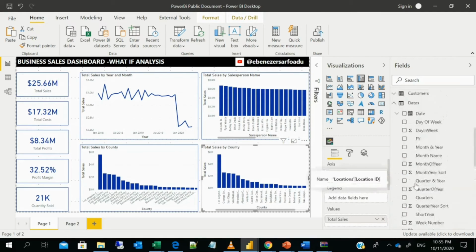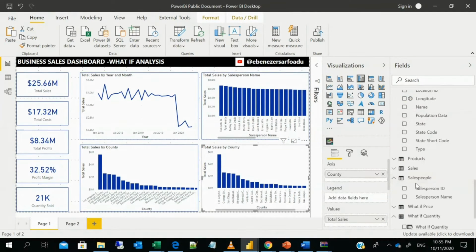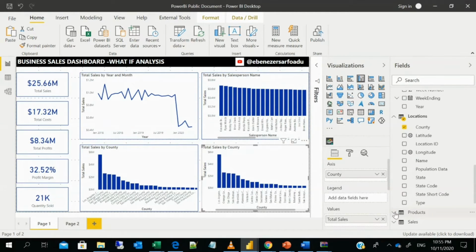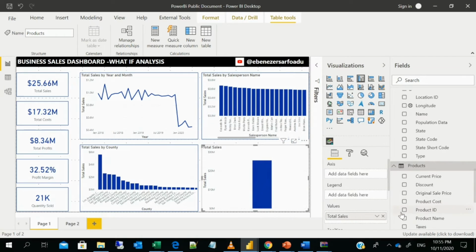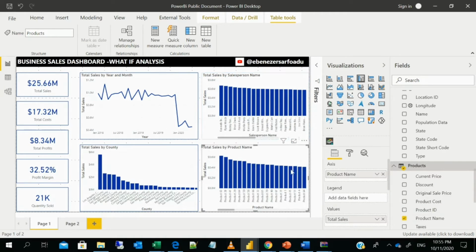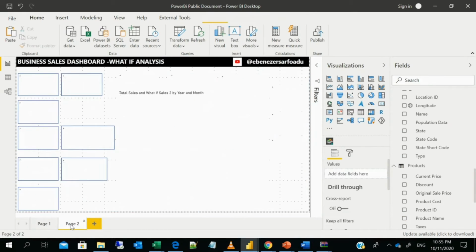Let's look at maybe sales per each product. So let's go to product. Let me remove the county and put the product name. So this is some visuals on the data. We have 25.66 million as the total sales. The total cost is 17, making a profit of 8.34, profit margin 8.52, 21,000 pieces sold. Now let's go to our what if analysis.